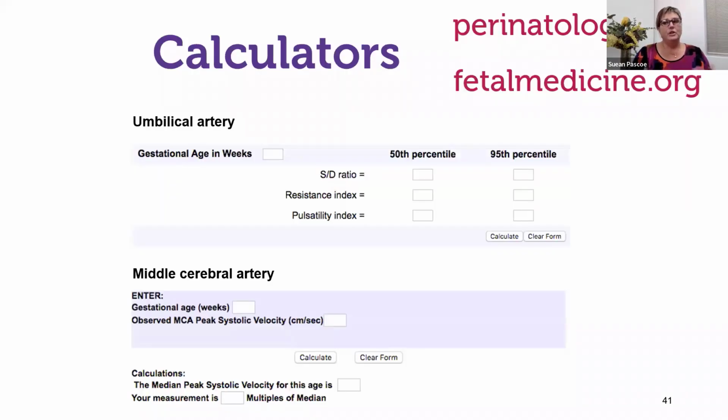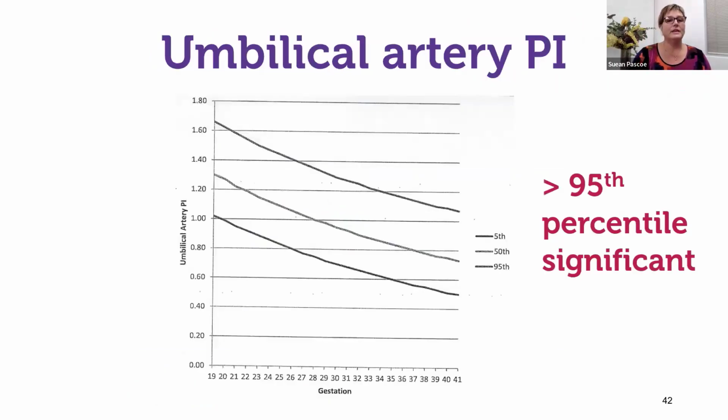Once you have that measurement, there are calculators on perinatology and fetalmedicine.org where you can just plug in the patient's gestation and it'll give you the 5th and 95th percentile for their gestation. So you can plug it into these pages quite easily to determine if it's normal or abnormal. Typically in the imaging department, we've got graphs and worksheets that you can map it out on and you can track it as time goes by.